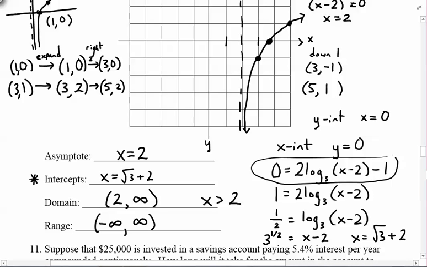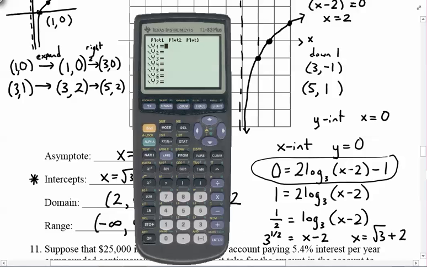So I can't graph something with a different base, but I can use the change of base formula. So I can do 2 log x minus 2, and then I have to divide by log of the base. And then I can go minus 1, and I should see something that looks like the graph that I have here.